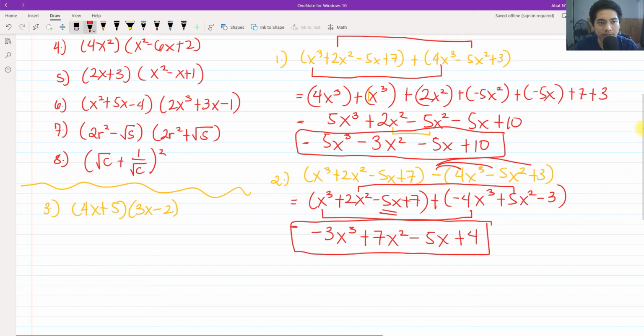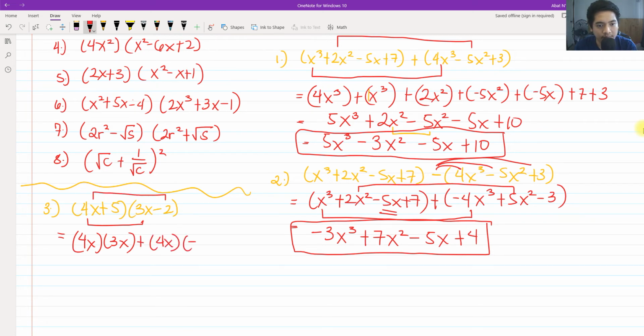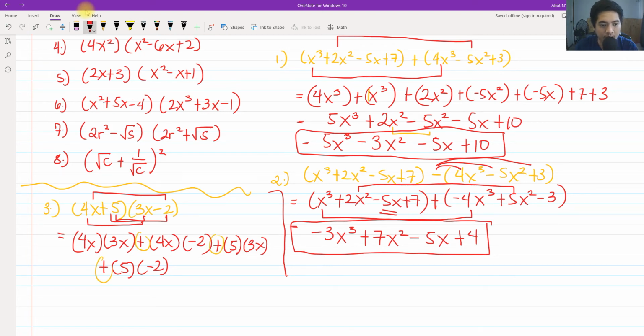So first, in multiplying this, we could use the first terms, meaning that's 4x times 3x. And then the outer terms, we have plus 4x times negative 2. The inner terms, plus 5 times 3x. And lastly, the last terms would be 5 times negative 2. So you always have plus for each of the terms multiplied.